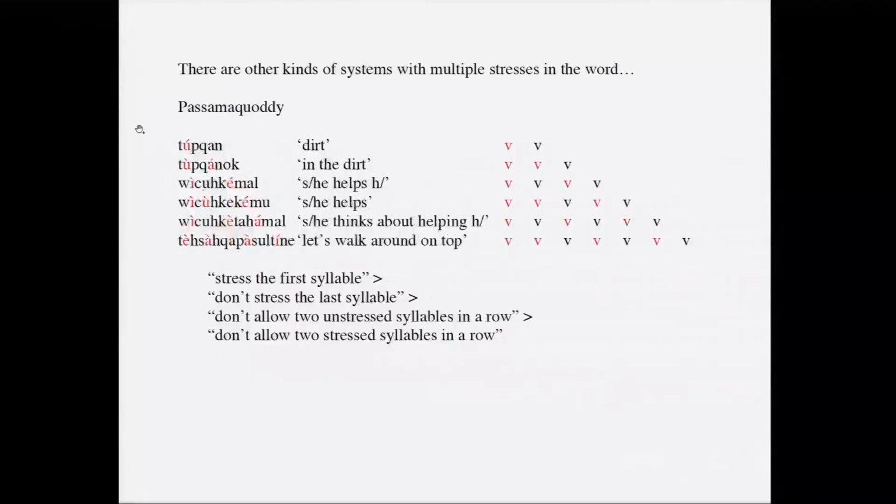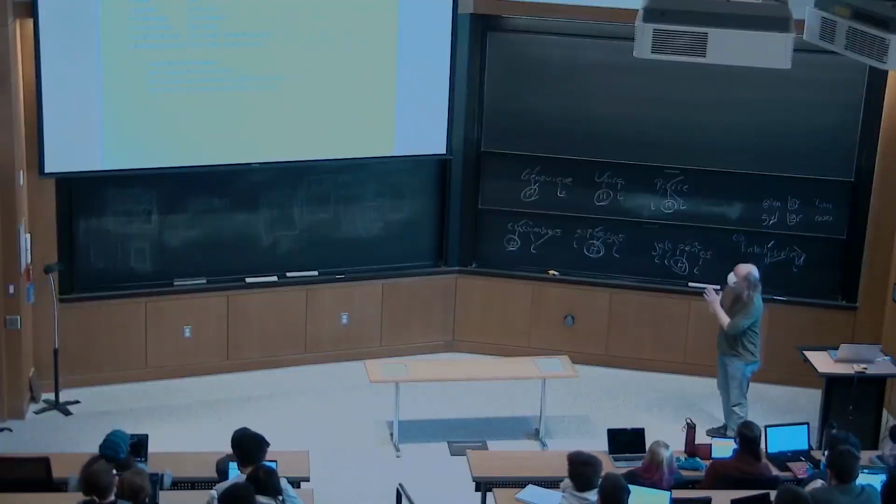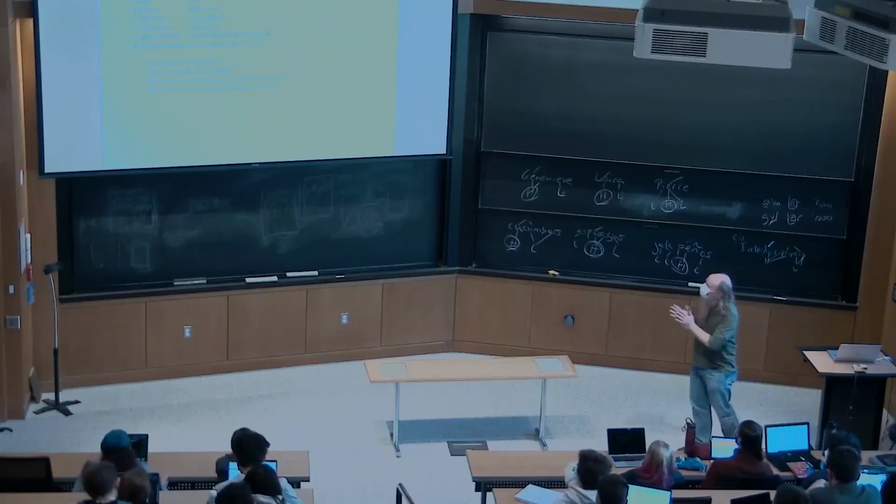Here's another stress system. This is Passamaquoddy, in which the rules go stress the first syllable, don't stress the last syllable. Those are the most important things. You can see that those are true in all of these examples. And don't allow 2 unstressed syllables in a row. And then down at the bottom of the list is don't allow 2 stressed syllables in a row. And it's at the bottom because, well, Passamaquoddy has 2 stressed syllables in a row all the time.